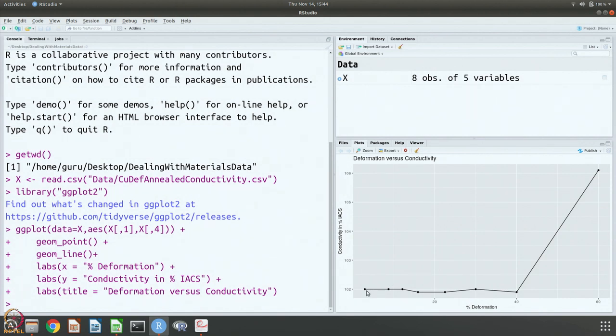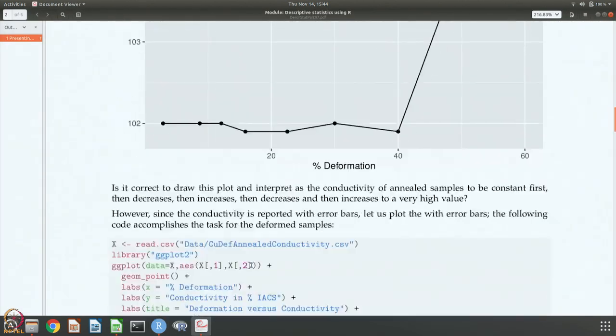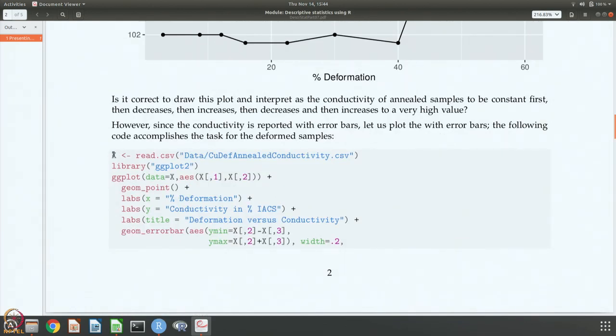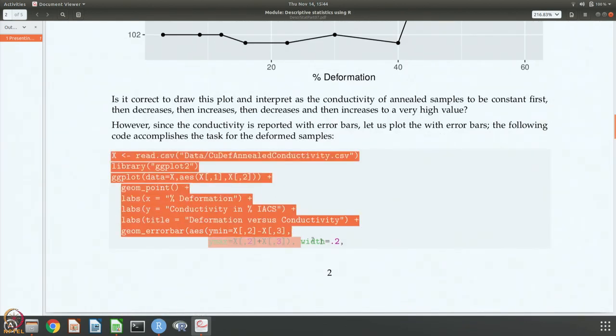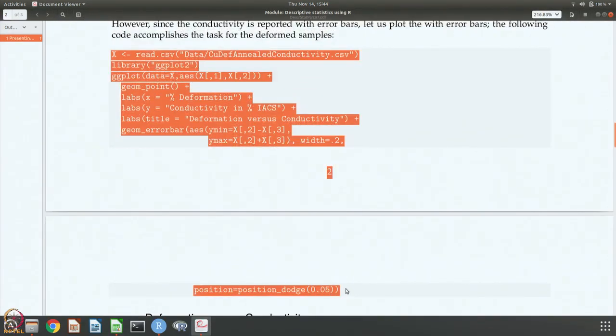However, these interpretations are wrong, because we know that irrespective of what the deformation was, if the sample is well annealed, the conductivity should remain more or less a constant. It is not clear why suddenly there is an increase, but these all should be the same value. That is the expectation from knowing the physics and material science of this system, and that information you can also see if you plot with the error bars, right? So that is what we are going to do. So let us do that.